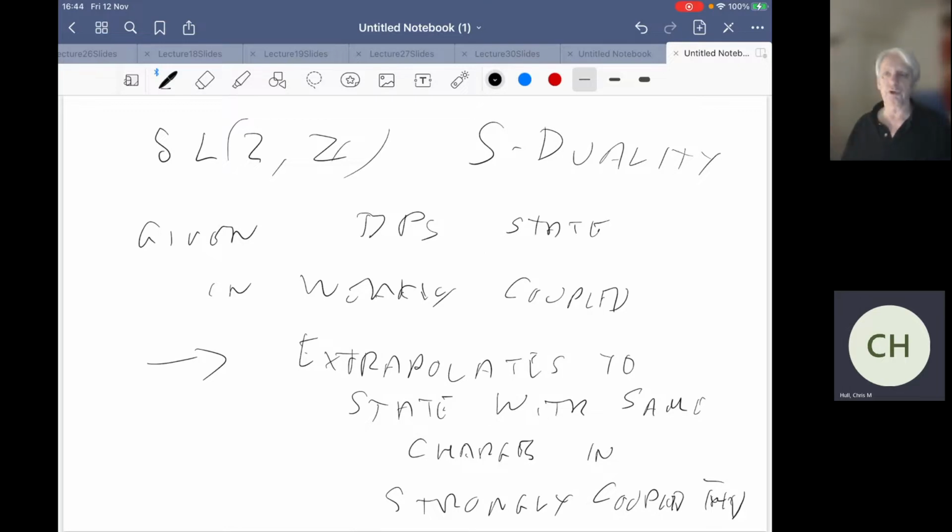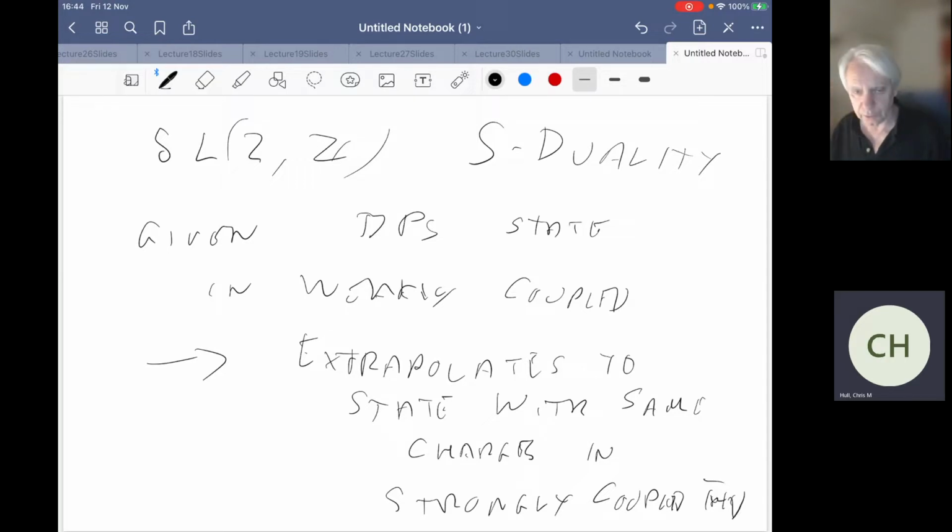Or put rather more in a slightly more general context, if you have a BPS state at one region of the moduli space, then it can be extrapolated to a BPS state at other regions of the moduli space. And one slight qualification here, we're talking about BPS states which preserve half of the supersymmetries. In some cases, for BPS states preserving less supersymmetry, the story can be a little more complicated, but we won't talk about those here today.